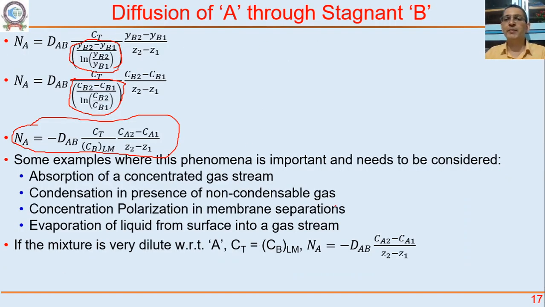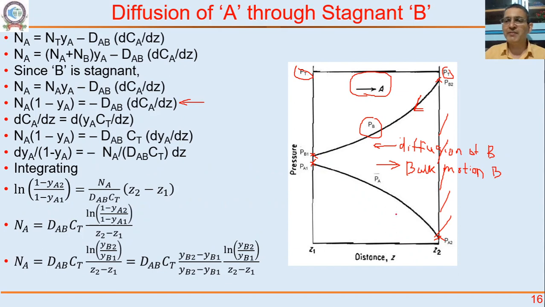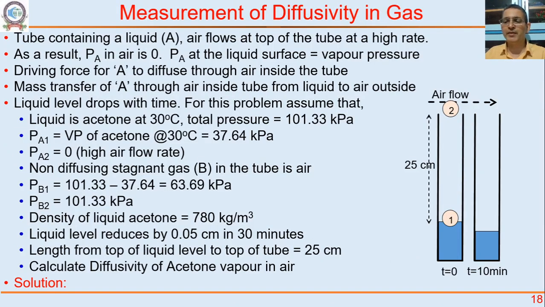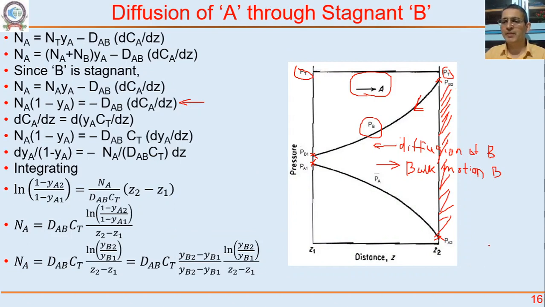Another example is condensation in the presence of a non-condensable gas. Let's say we have a steam and air mixture, where A is steam and B is air, and a cold surface here. Steam will condense, meaning its partial pressure will reduce, so there is a driving force for steam, but air builds up near the surface where condensation is occurring. So air diffuses, air is convected, stagnant air. Or concentration polarization in gas separations or membrane separations. You will study membrane separation in your later years, but imagine that there is a membrane here.